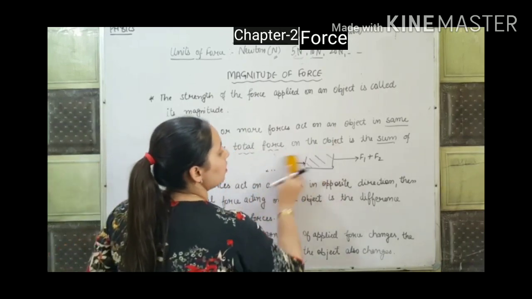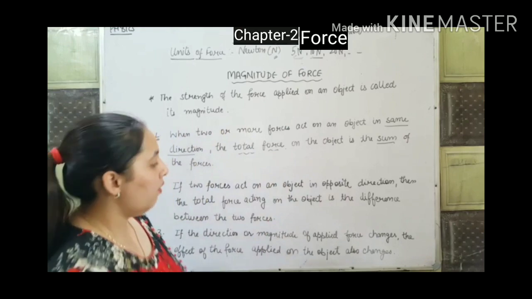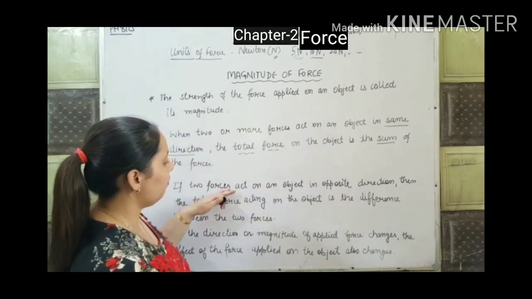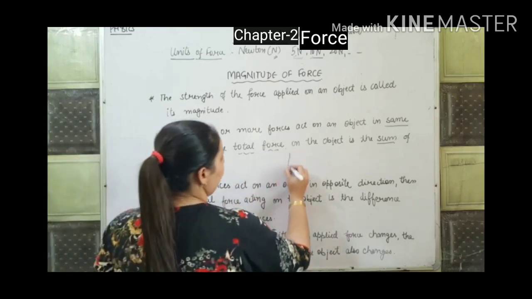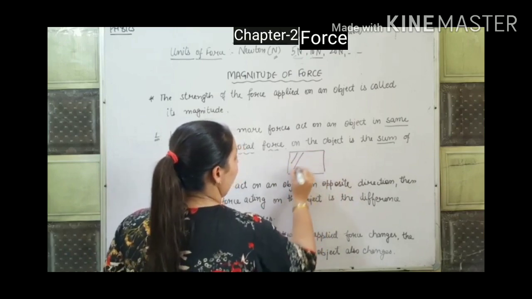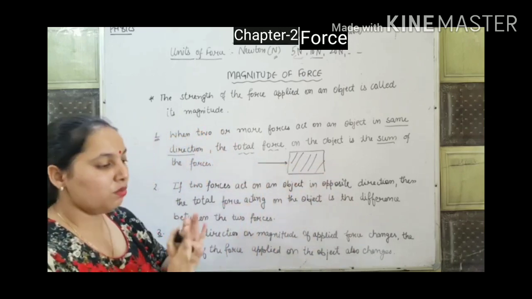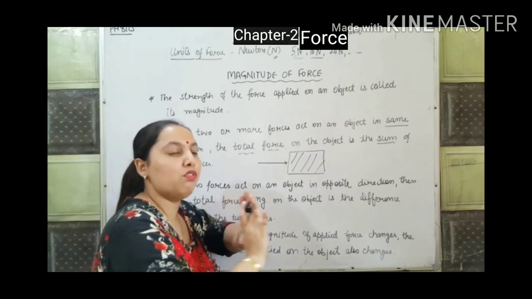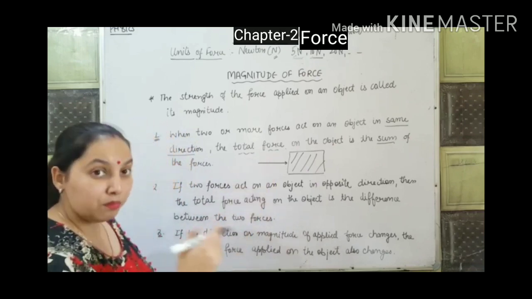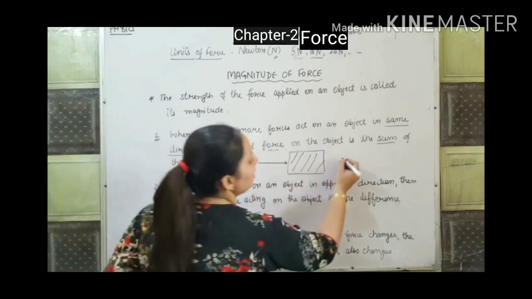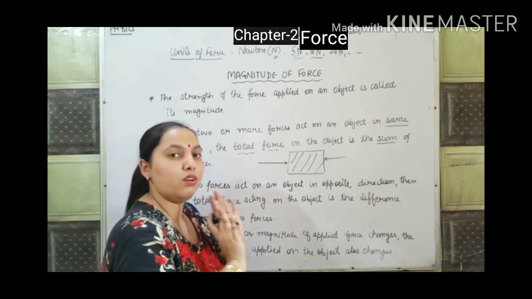Now, if two forces act in opposite directions. The second case is when forces act on an object in opposite directions. I take the same example, a big box. I am applying force in this direction. My friend comes and starts applying force opposite to me, like this. I am applying force, pushing it away from myself.